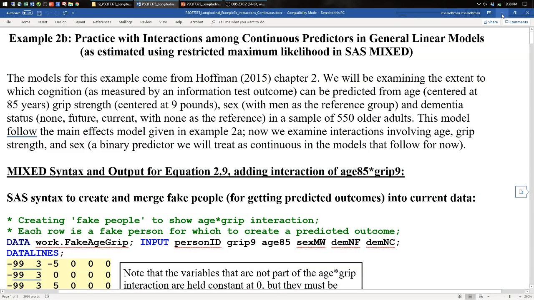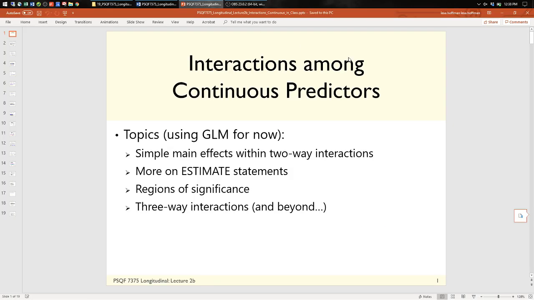So what did we do last time? Do you remember? It remembers. It wants me to jump back into where I left off. Interactions among continuous predictors. Yay! Good work on the reading there.